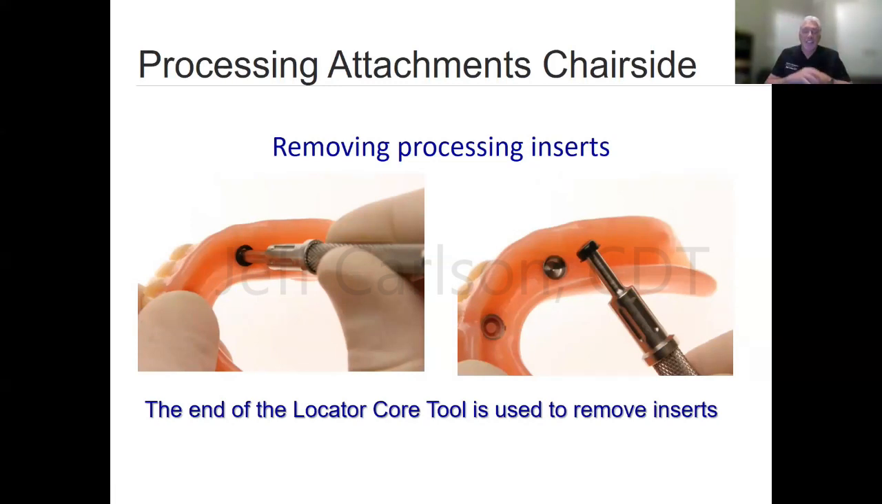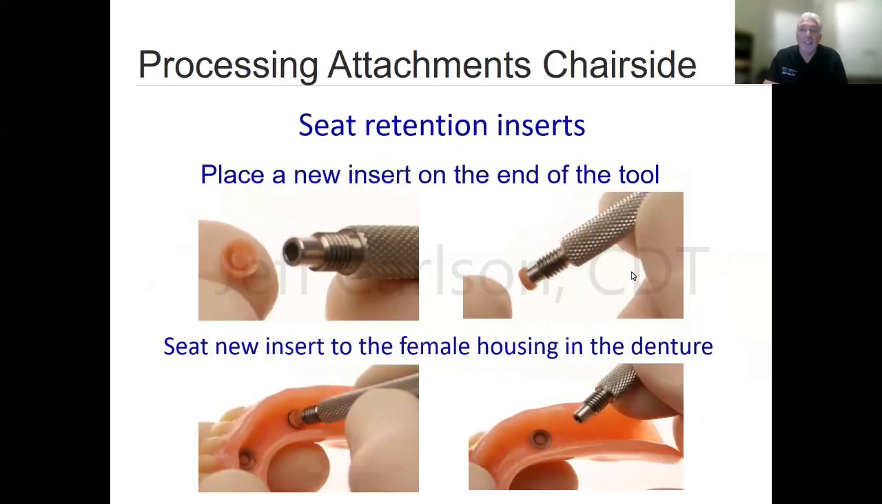You don't want the patient to leave with those in place. They are not given any give. They are very rigid to keep the denture in place. So the only purpose of these black processing rings is for processing it. So you take the tool and you insert it, and it pulls that out. Then the other end of this is the older tool, but the new tool functions fairly similar. You put the new insert on.